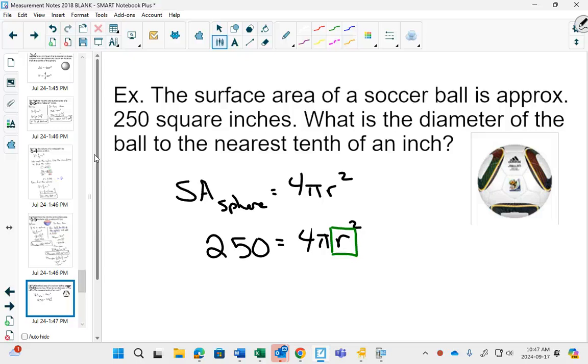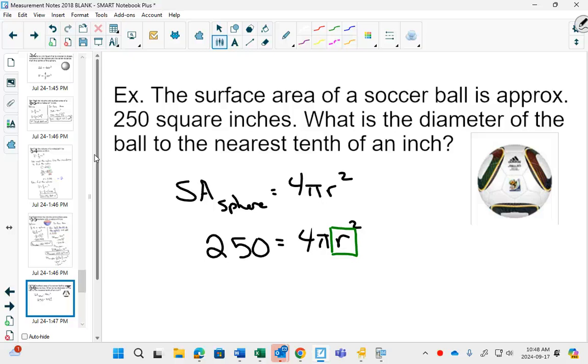Would finding the radius help me find the diameter? Because the question wants me to find the diameter. Yes, because if I know the radius, then I could just double it to find the diameter. So I wrote up the formula and plugged in what I knew to see what that would help me find. And does it help me find something that I need or could help me solve this question? And the answer is yes.